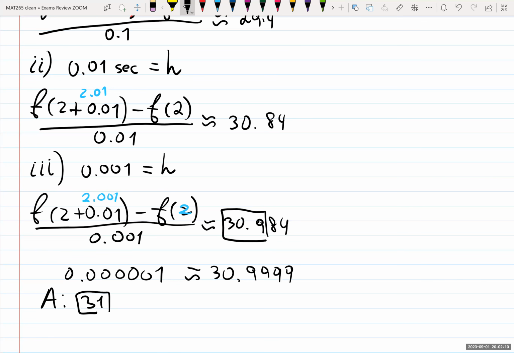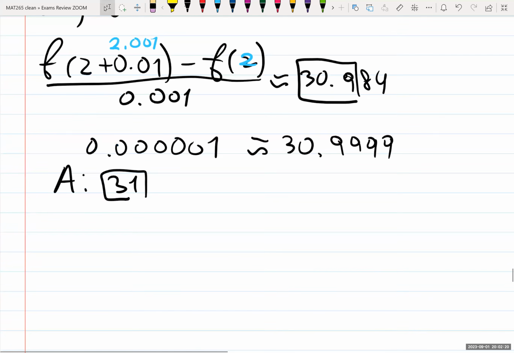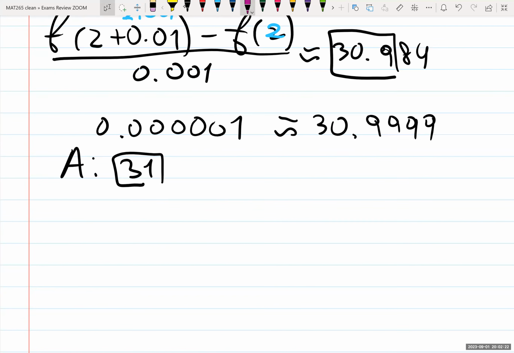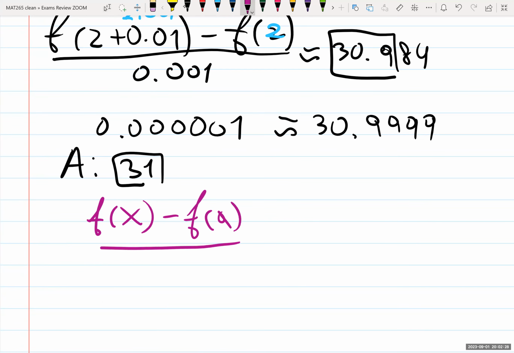So let's see. Is that the same as the answer formula f of x minus f of a? Yes, the formula is the same. I mean, the formula, the knowledge is the same. It's just written a different way: f of x minus f of a all over x minus a.